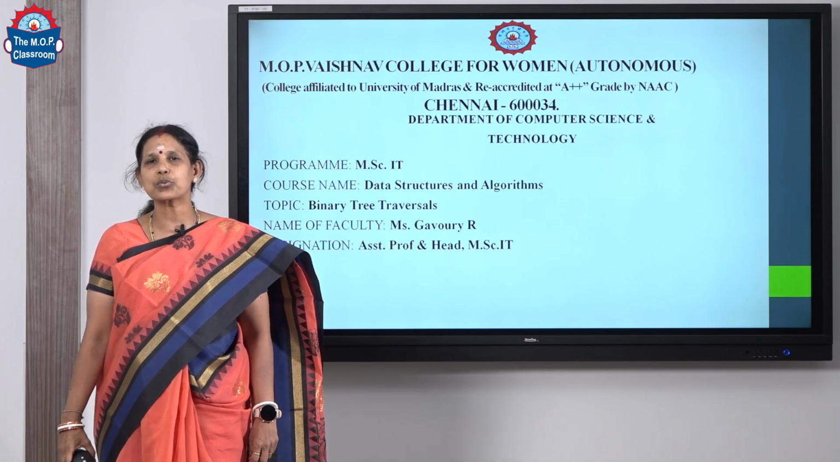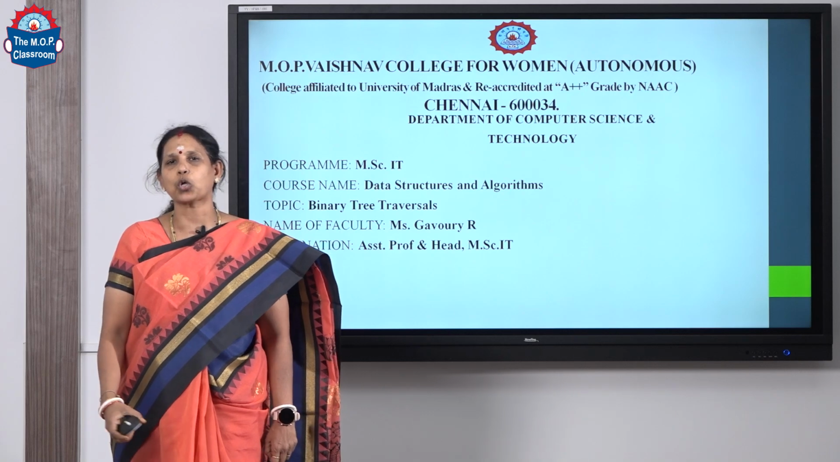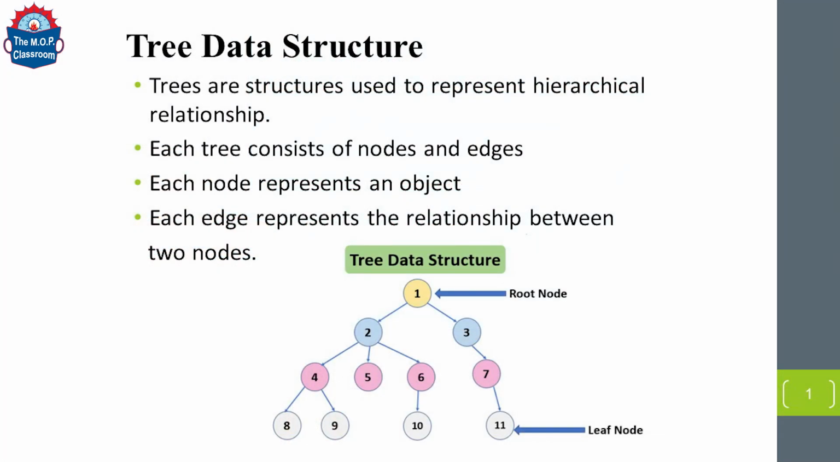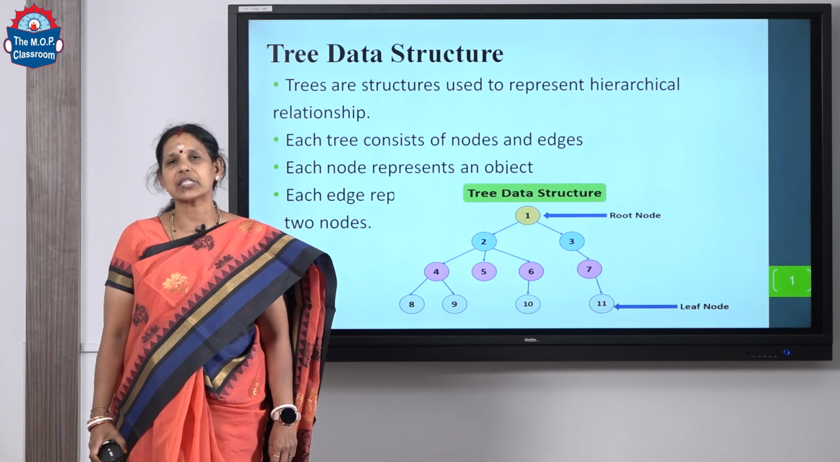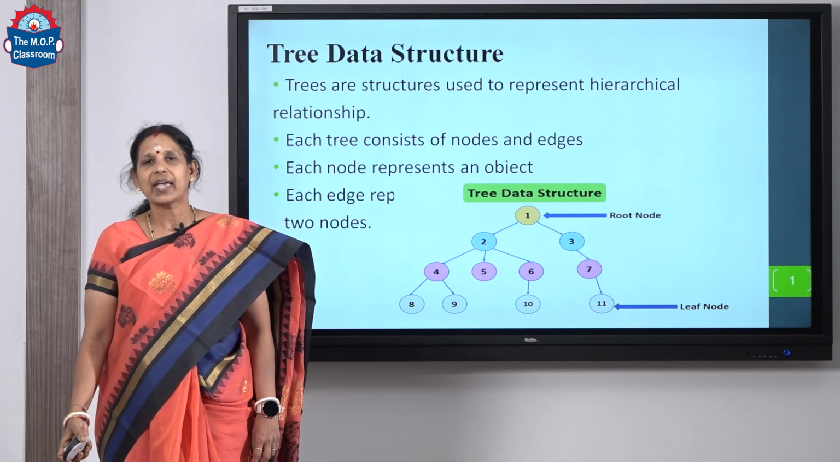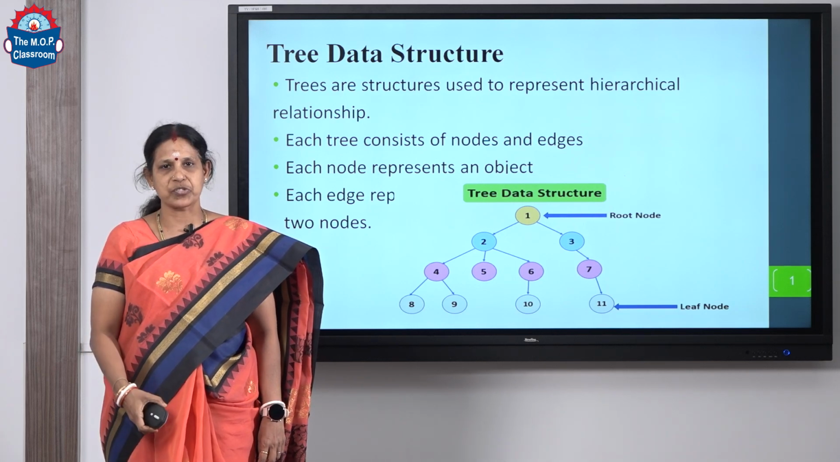We are going to see today binary tree traversal. Before moving on to the topic, we need to know about the tree data structure. Trees are structures which represent the hierarchical relationship. A tree consists of a set of nodes and edges. Nodes are nothing but the objects. Edges are the relationships between the objects.